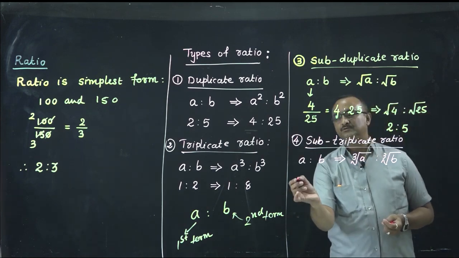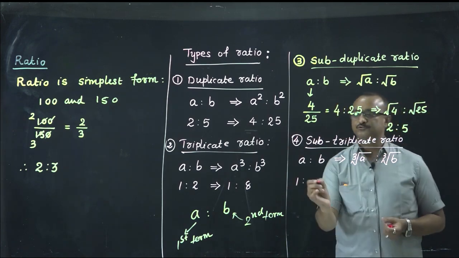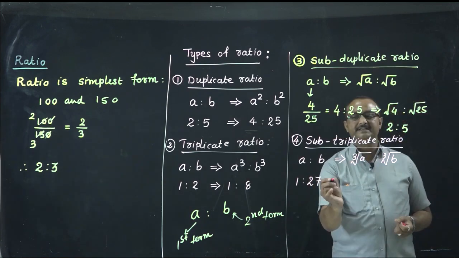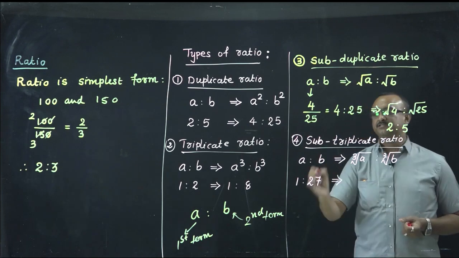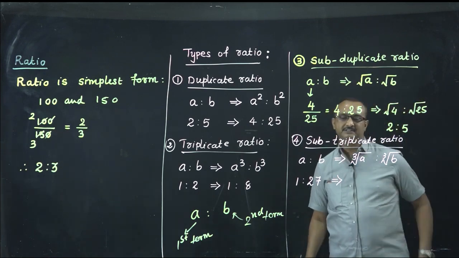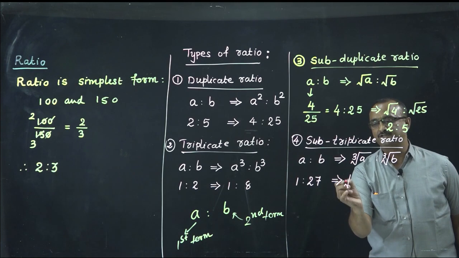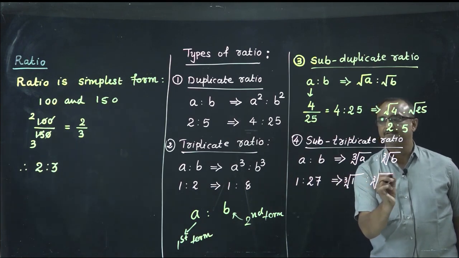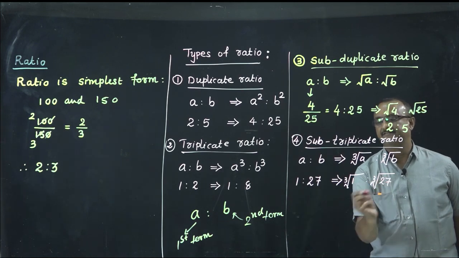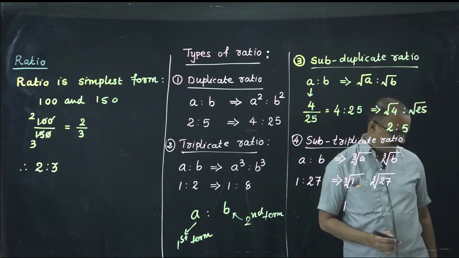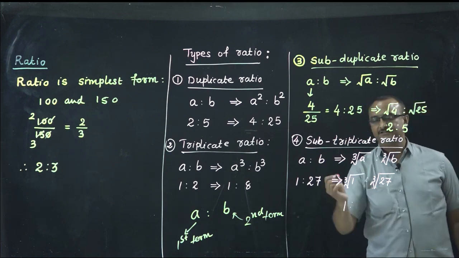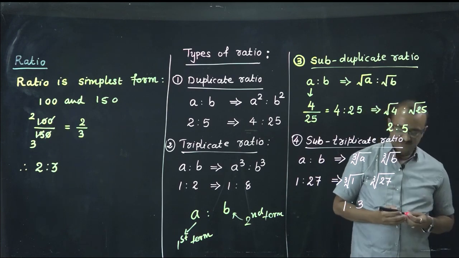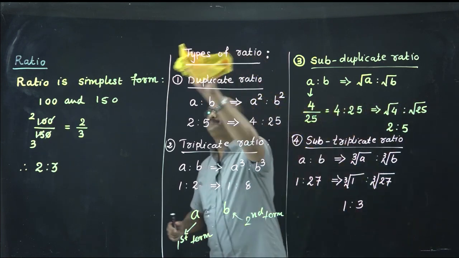For example, we have two terms, 1 is to 27. The question is asking to find the subtriplicate ratio of 1 is to 27. It is third root of 1 is to third root of 27. And we know the third root of 1 is 1 itself, and the third root of 27 is 3. Okay. Next one.